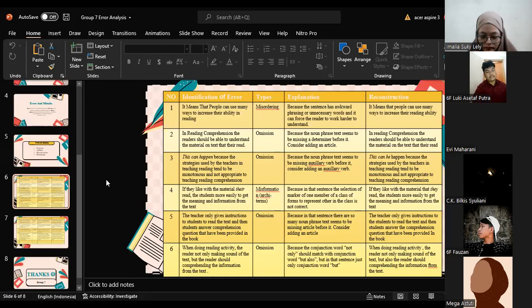Number two is identification of error. In reading comprehension, the readers should be able to understand the material on text that they read. Types of error is omission, because the noun phrase text seems to be missing a determiner before it. Consider adding an article. And reconstruction, in reading comprehension, the reader should be able to understand the material on the text that they read.